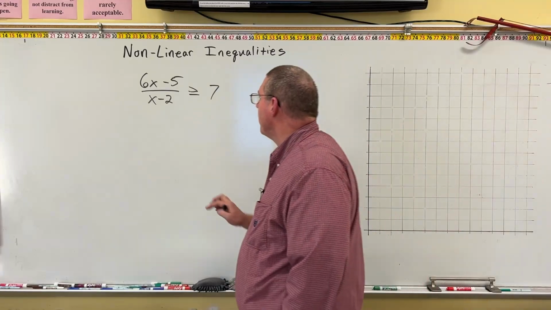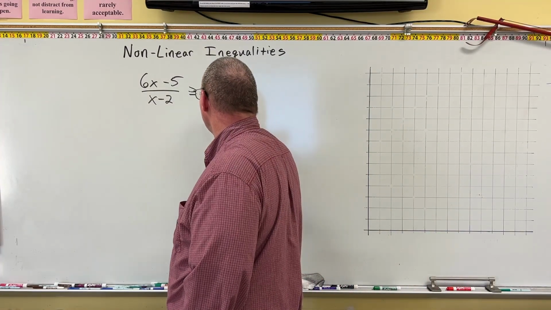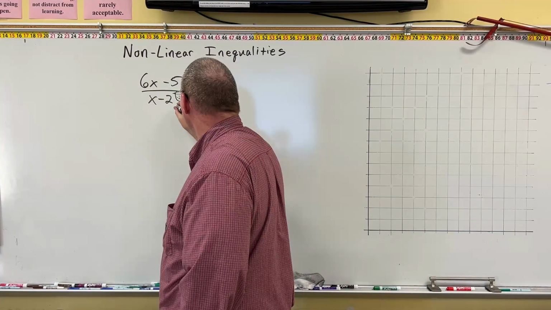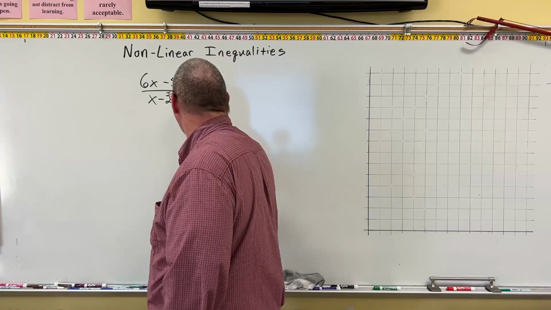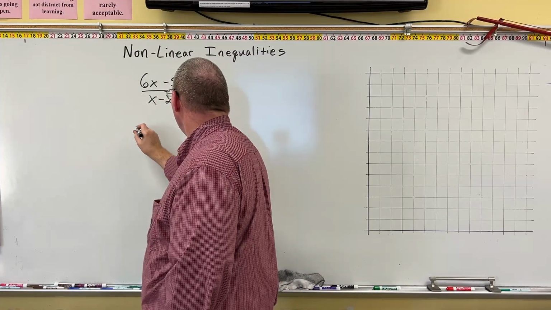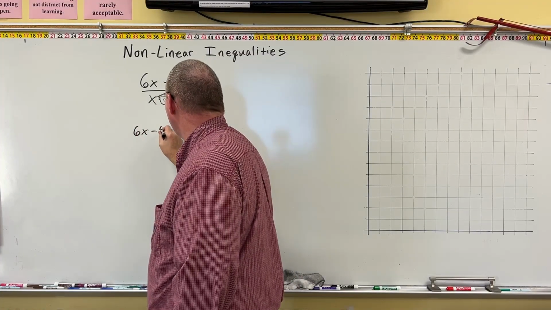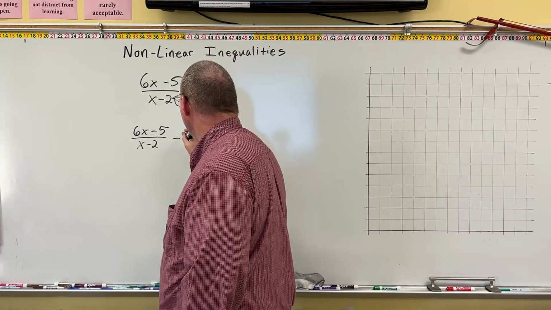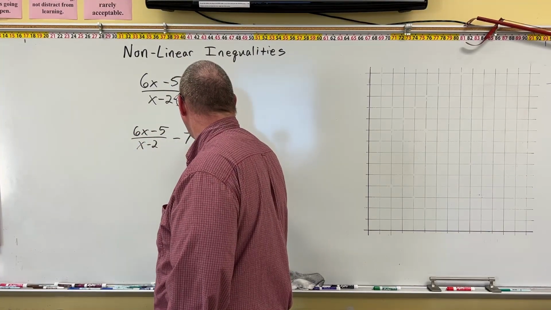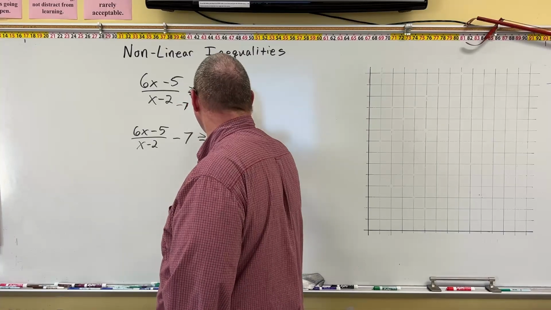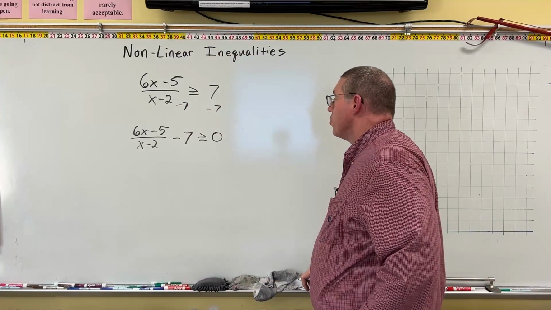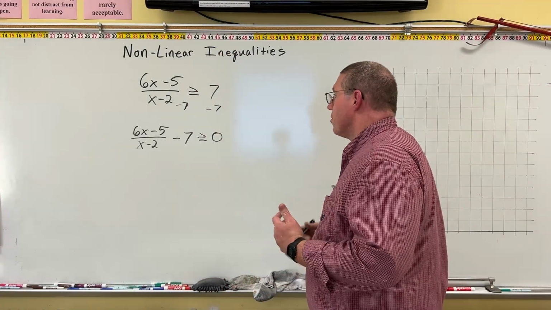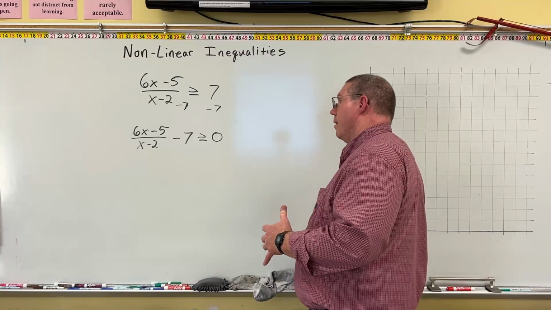The first thing we want to do is set one side equal to 0. So we're going to subtract 7 from both sides. When we subtract 7 from both sides, we wind up with (6x minus 5) over (x minus 2) minus the quantity 7, which is now greater than or equal to 0, because 7 minus 7 is 0. So we have resolved step 1, okay?